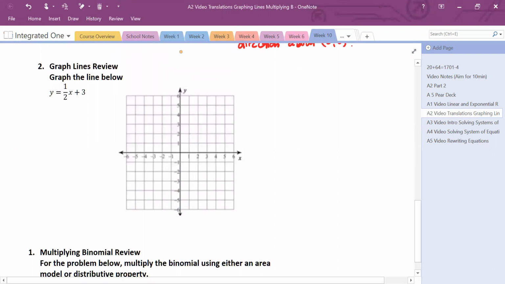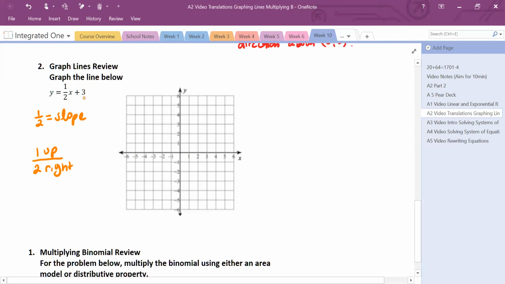Let's use a different color here. So graph the line below, y equals 1/2 x plus 3. Let's do a little bit of a review. What does that 1/2 mean? The 1/2 is equal to the slope. Another way of saying the slope is going to be 1, sorry, it disappeared on me. We're going to go up 1 and then to the right 2.